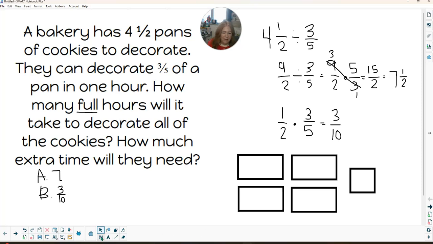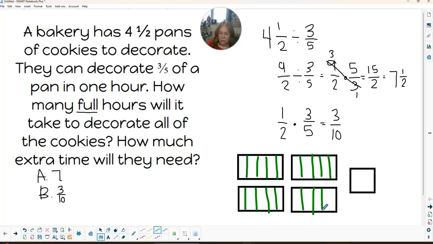So we have 4.5 pans here, and I'm going to split them into fifths so that we can easily see. So 1, 2, 3, 4. We're splitting them into fifths because I can decorate 3/5 of it. So that's going to be the easiest way to count them out. So 1, 2, 3, 4, 5. All right, I'm just going to finish drawing the whole thing so we can kind of see. So right here's 1, 2.